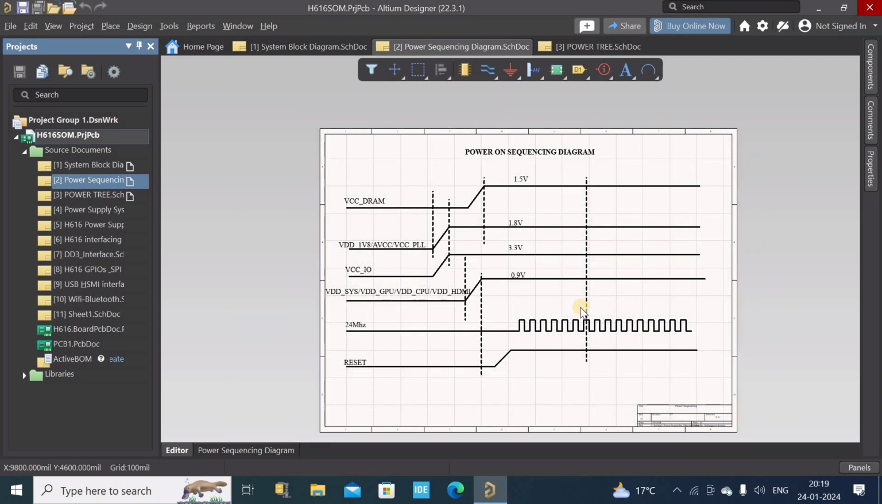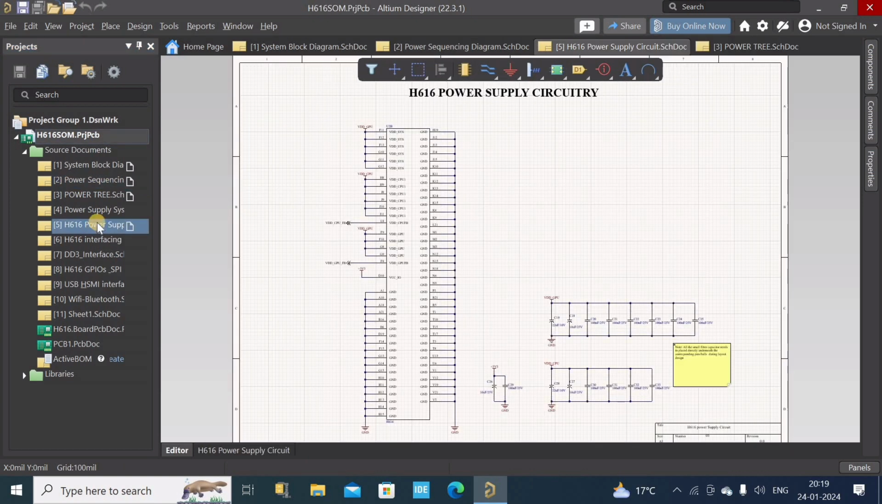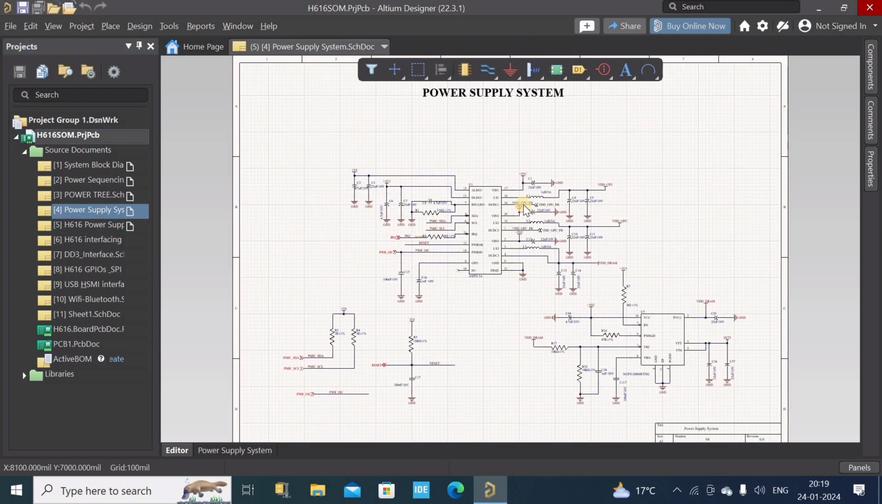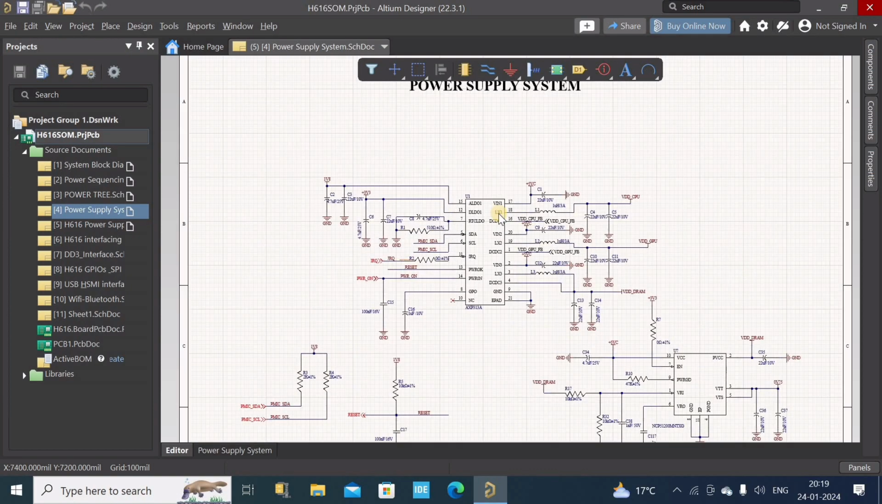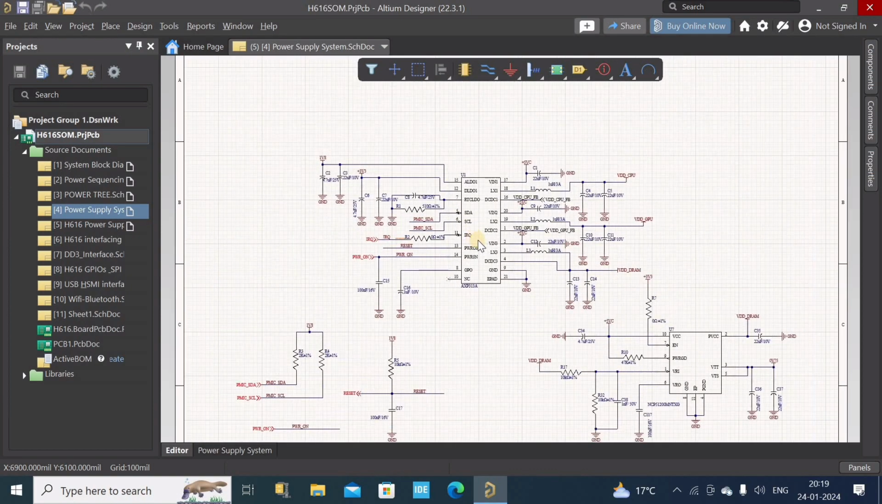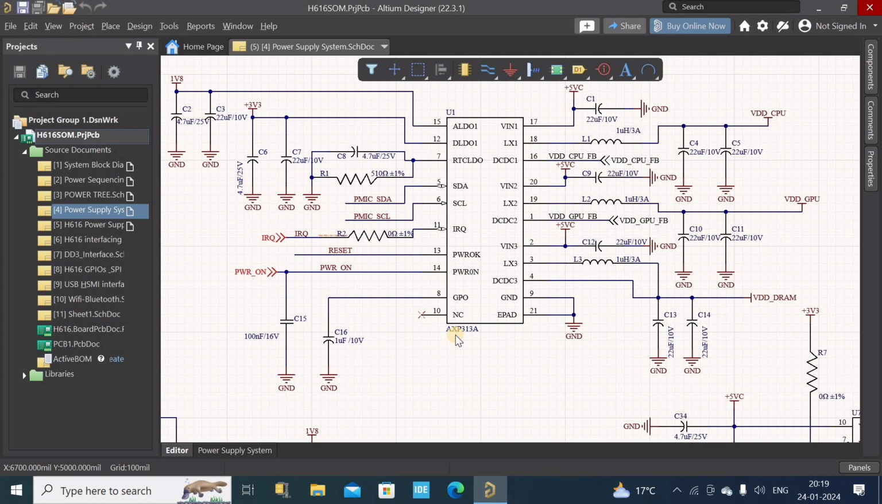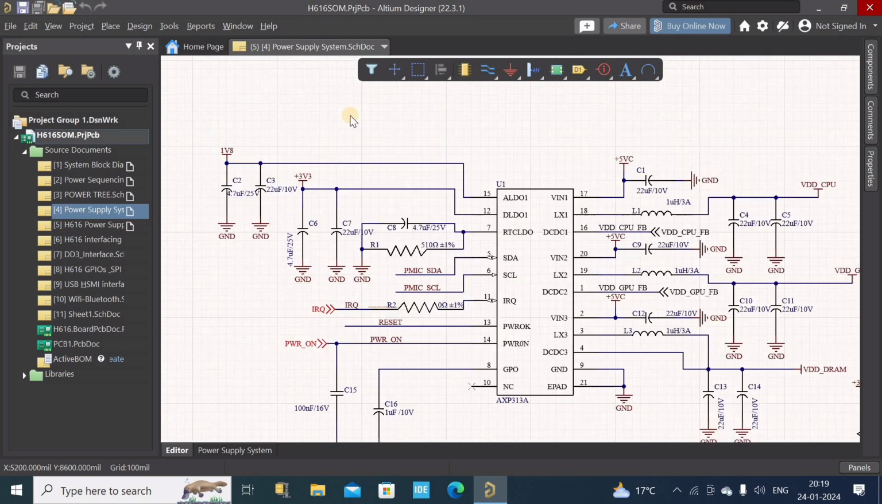Now let's move over to the power supply circuit design section of our system. So let us go ahead and click on it, power supply circuit. Okay, this is the right one. Here it is, power supply circuit. As you can see here, we are using AXP313A in this power supply circuit. So this is the heart of our power supply circuit.